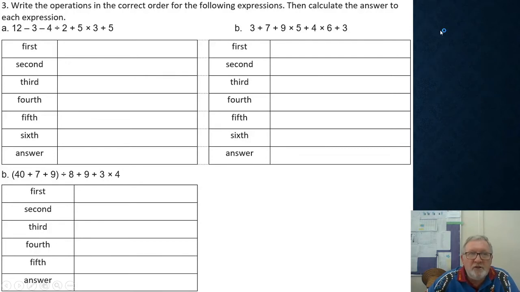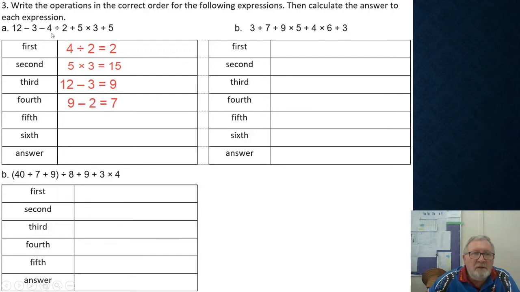All right, we're back. Let's check your work. First, the division. Second should be the multiplication. So 4 divided by 2 is 2. There's the multiplication, 5 3s, 15. Now we're going back from left to right. Let's have a look. 12 take 3, 9.